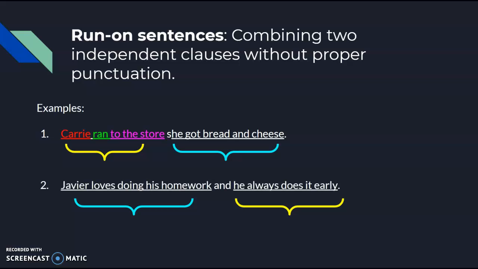Another example is Javier loves doing his homework and he always does it early. These are two independent clauses, and they're being conjoined by and. However, and cannot be on its own combining two independent clauses. There needs to be punctuation in order to combine two independent clauses.